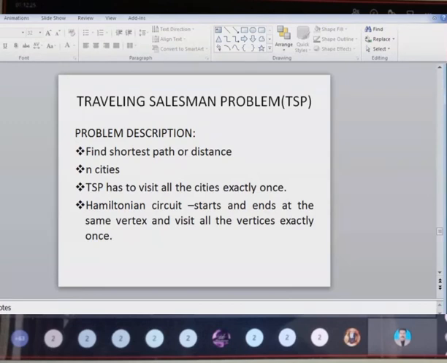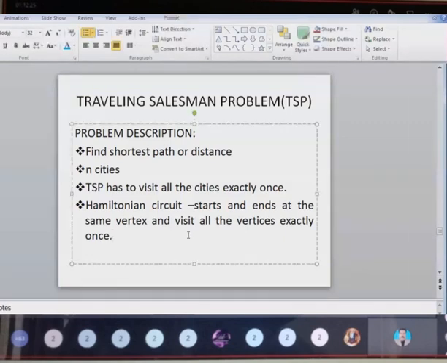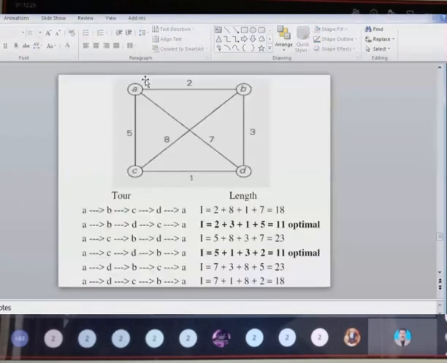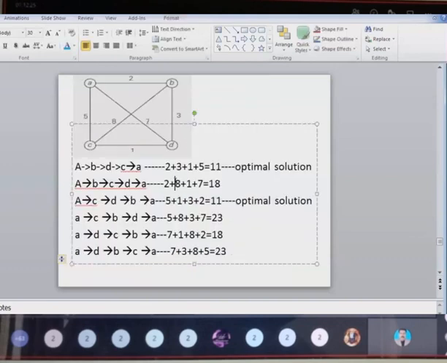So this traveling salesman problem is used to find the shortest path or distance, which contains n cities. The traveling salesman has to visit all the cities exactly once, using a Hamiltonian circuit. A Hamiltonian circuit starts and ends at the same vertex and visits all the cities exactly once. The cities are called vertices; a vertex is a city. We have four vertices in this graph: A, B, C, and D.